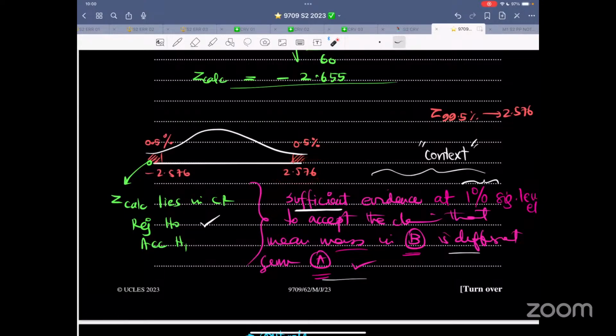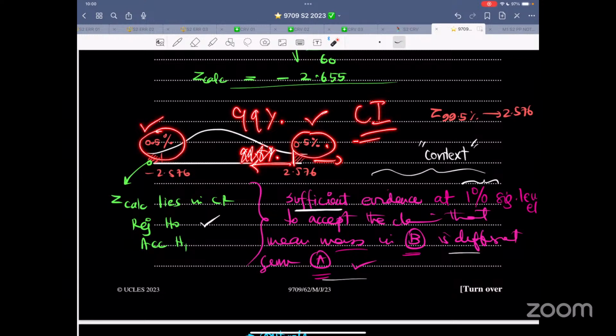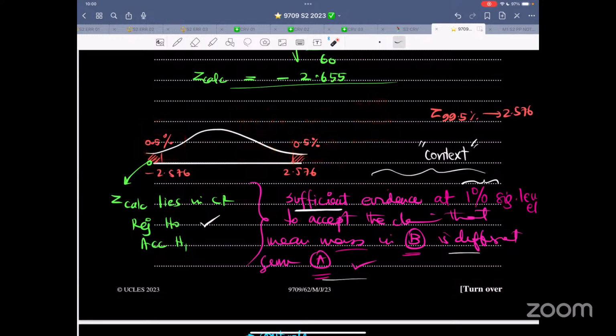So don't jump into the conclusion that 2.576 means 99.5%. No. 2.576 on the left is 99.5%, on the right is 0.5%. 0.5% on the right, 0.5% on the left, that is 1%. Therefore, in the middle, we get 99%. That is exactly the concept that we use in confidence interval.